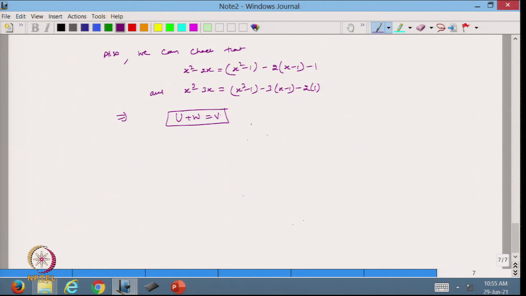Okay, so let me stop here. In today's lecture we have discussed how we can define the subspaces u plus w and u intersection w, and how we can extend their basis to the basis of the vector space V.